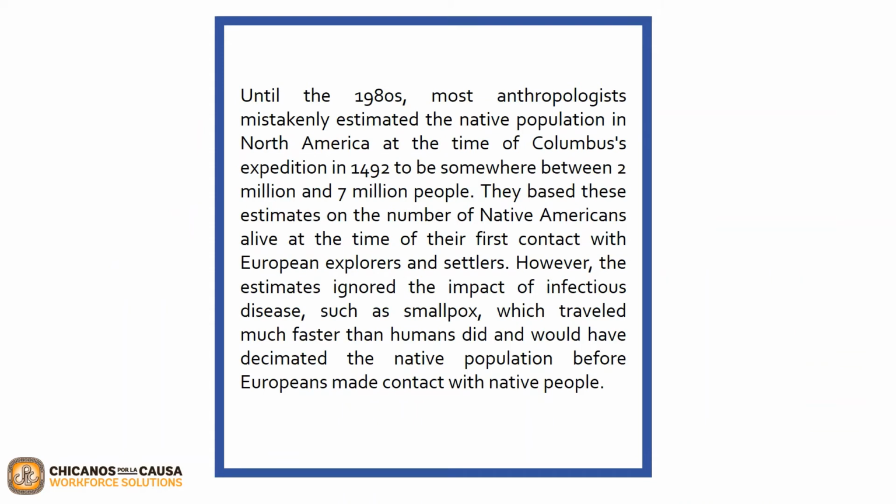Until the 1980s, most anthropologists mistakenly estimated the native population in North America at the time of Columbus's expedition in 1492 to be somewhere between 2 million and 7 million people. They based these estimates on the number of Native Americans alive at the time of their first contact with European explorers and settlers. However, the estimates ignored the impact of infectious disease such as smallpox, which traveled much faster than humans did, and would have decimated the native population before Europeans made contact with the native people.